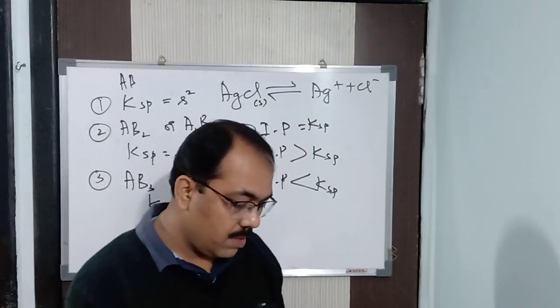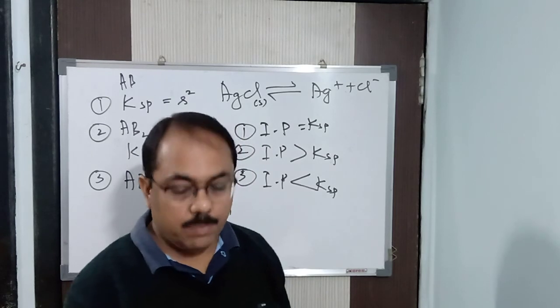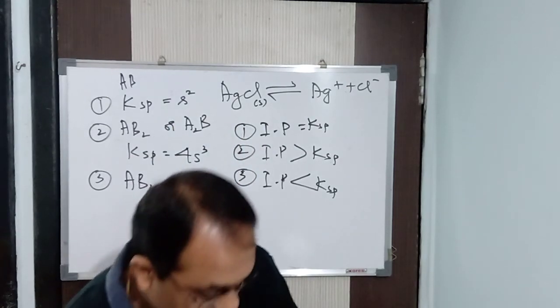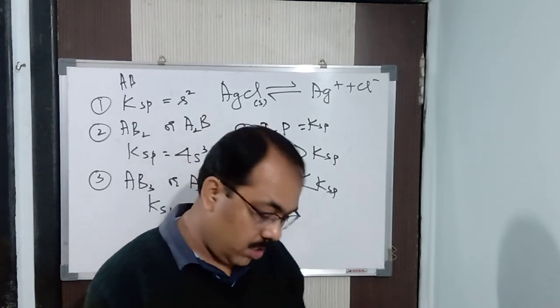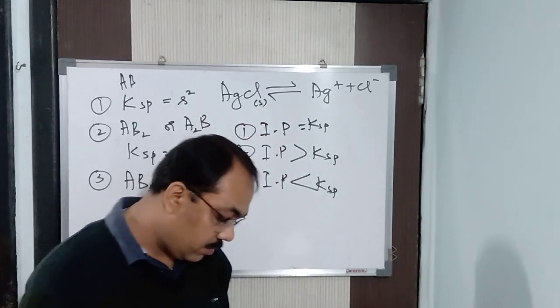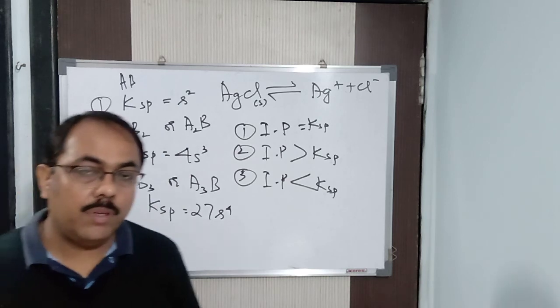In this way, this is about the relationship between IP and KSP. I said you need to know all these relationships. It is very, very important. You need to focus upon these particular relationships, because it will help you in the numericals.